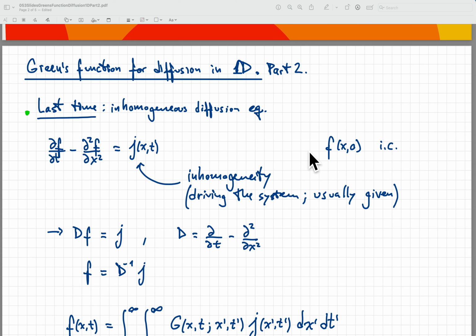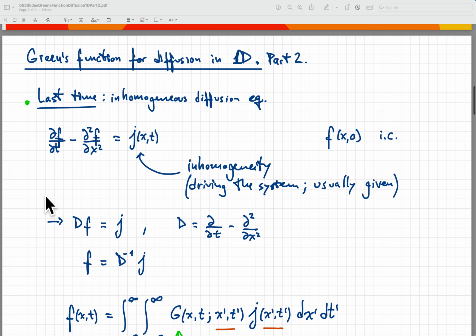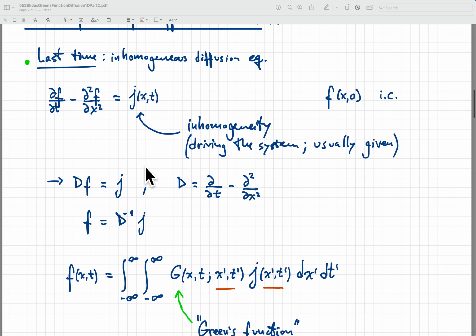And we're also usually given a function that determines the initial condition. So we're just going to call that f of x comma 0 because that's where the time variable goes. So we set that to 0 and that's our initial condition. And basically what that amounts to is putting this differential operator that we call D here on the right-hand side of the equation. So we have Df equals j, and so we want to put the D inverse on the other side of the equation, and so we get f equals D inverse applied to j as an operator.